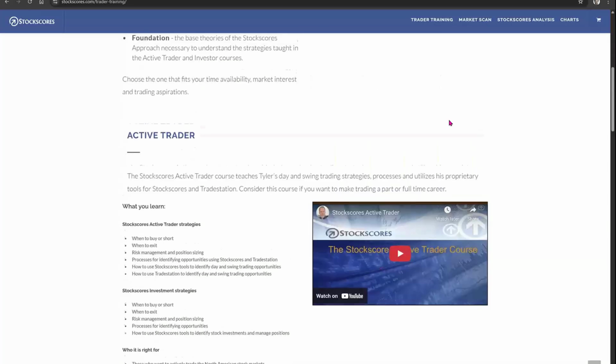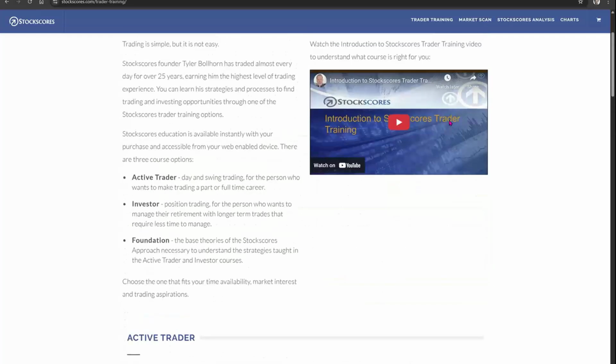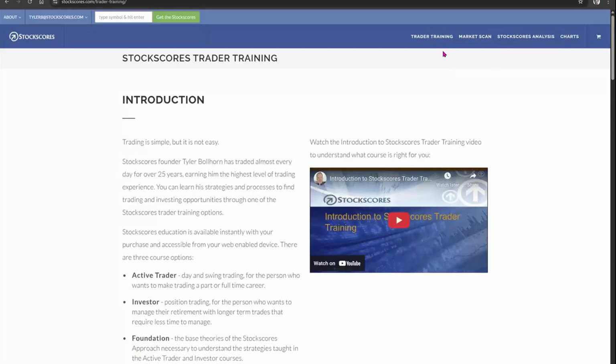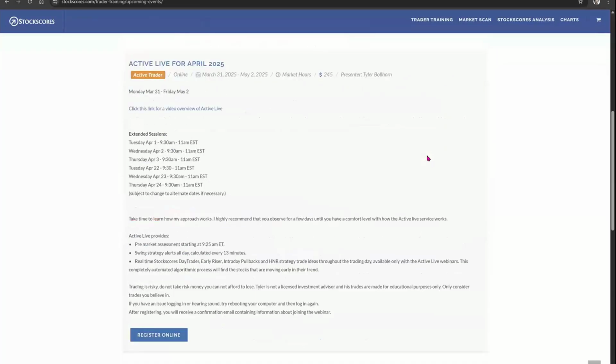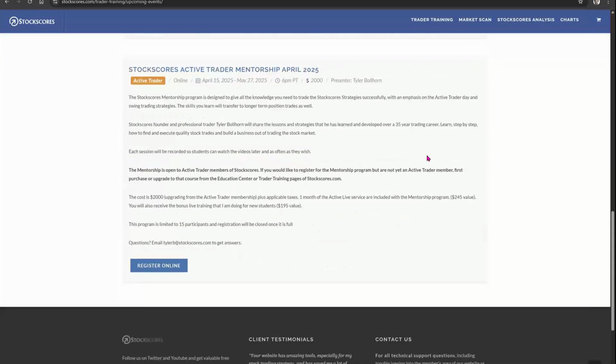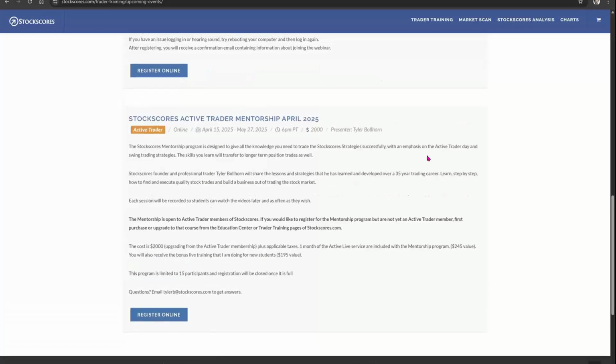If you want to upgrade, so let's say you've already done the Active Trader course and you want to now do the mentorship course, you go to upcoming events and scroll down to Active Trader mentorship. You have to be logged in because it has to recognize you as an Active Trader student, and then you can register right there. Again, this is limited to 15 people, and I've just opened it up today, so it's now possible to register for that.